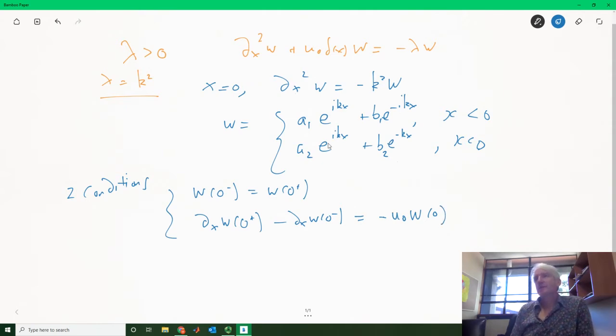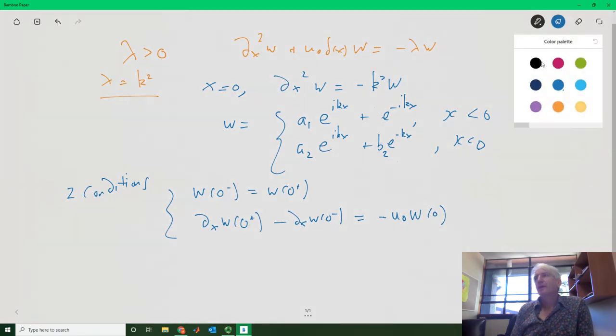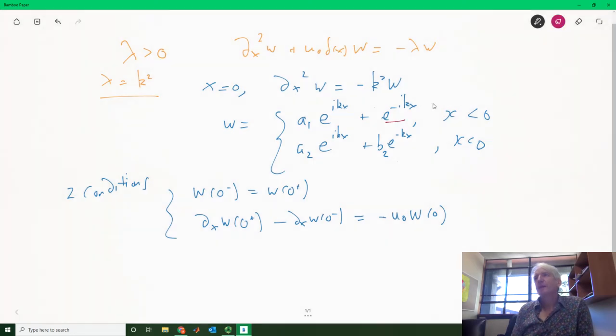This only allows us to specify, if we think about it, we've got 4 constants here. We got rid of 2 of them before because we said it had to decay going out to plus or minus infinity, but here we can't get rid of the constants. So what we do is a bit strange in some senses: we have to specify an incident wave and a reflected wave. So we say that this is 1. So we have this thing, and this thing here is the incident wave. Change colour to purple, right? That's the incident wave.